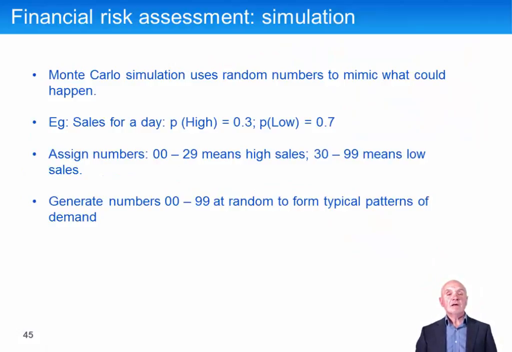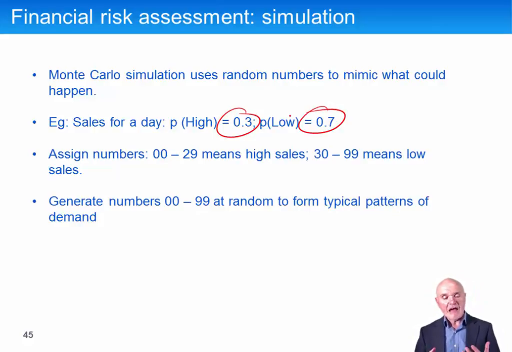Finally, we have what's called simulation, where you try to mimic what might actually happen in practice. The commonest approach is Monte Carlo simulation, where you use random numbers, hence the gambling or roulette wheel type of idea. You use random numbers to generate a typical pattern, maybe of sales or people queuing or breakdowns and so on. So let's say that we know that on any particular day, 0.3 of all days, 3 out of 10 days, 30 out of 100, sales are high and the other sales are low.